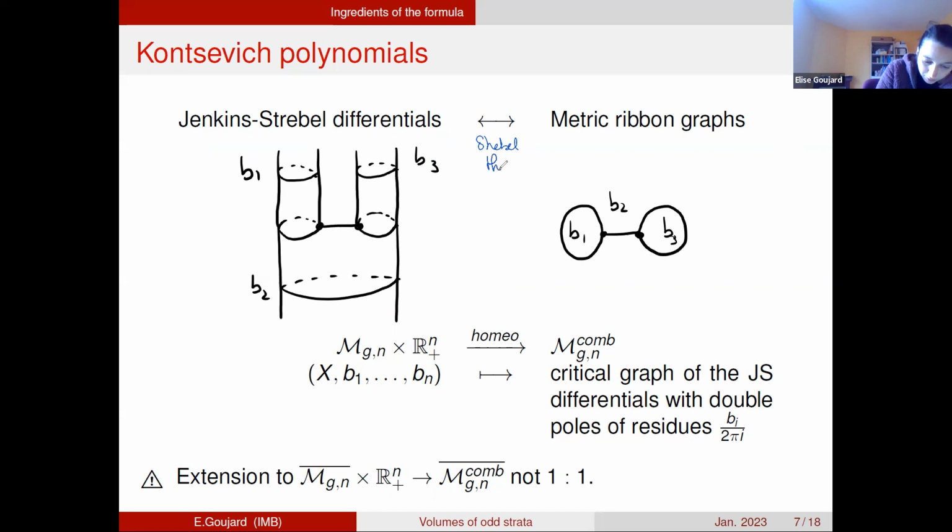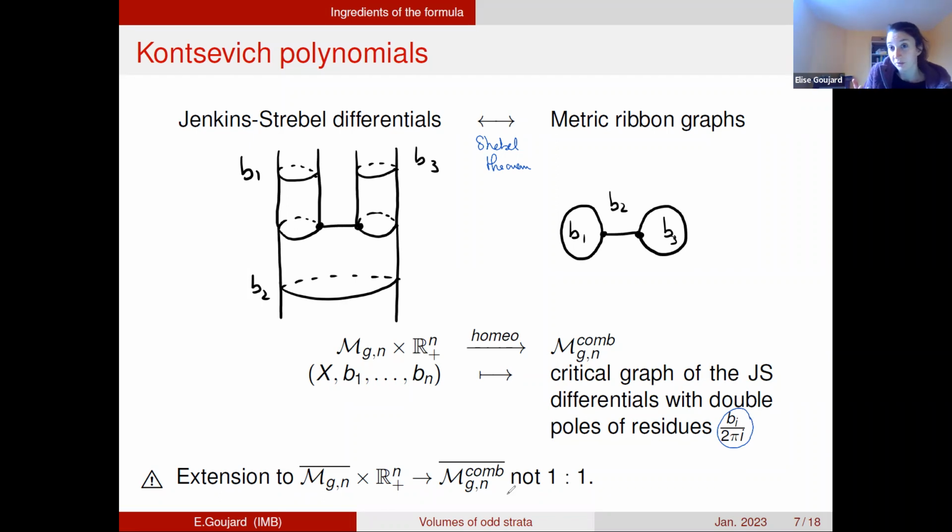It's given by Strebel's theorem that says that if you take a Riemann surface with n punctures and genus g, and you take a set of lengths, B1, ..., Bn, then there exists a unique Jenkins-Strebel differential, so a quadratic differential, with double poles of residues like that.